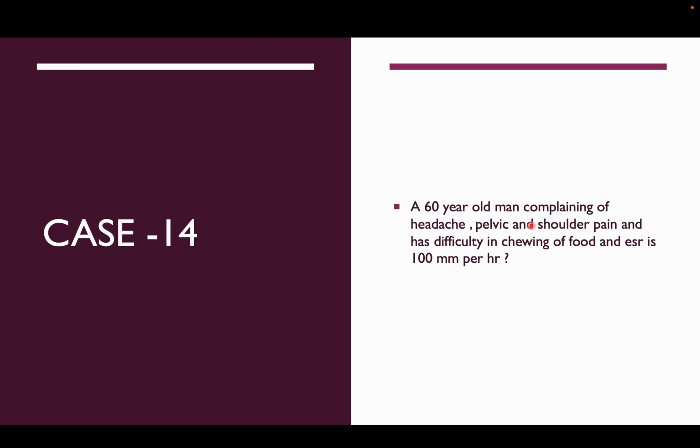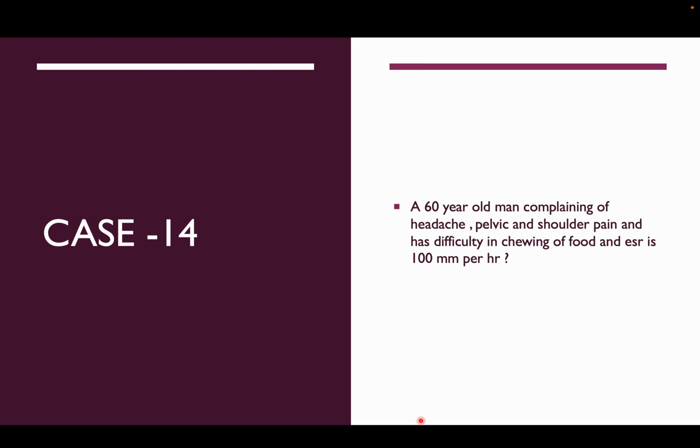A 60-year-old man complaining of headache, pelvic and shoulder pain, and difficulty in chewing food, and ESR is 100 millimeters per hour. So there is definitely inflammation, ESR is raised, and he has pelvic and shoulder girdle pain, which is not localized to any one joint, and headache is there. This is a case of polymyalgia rheumatica.